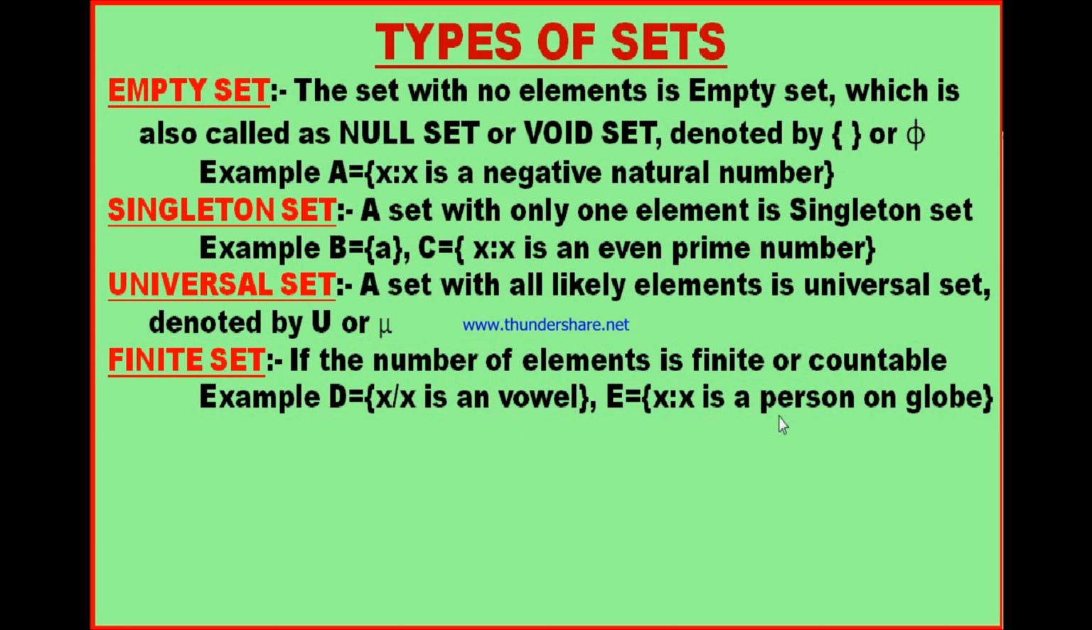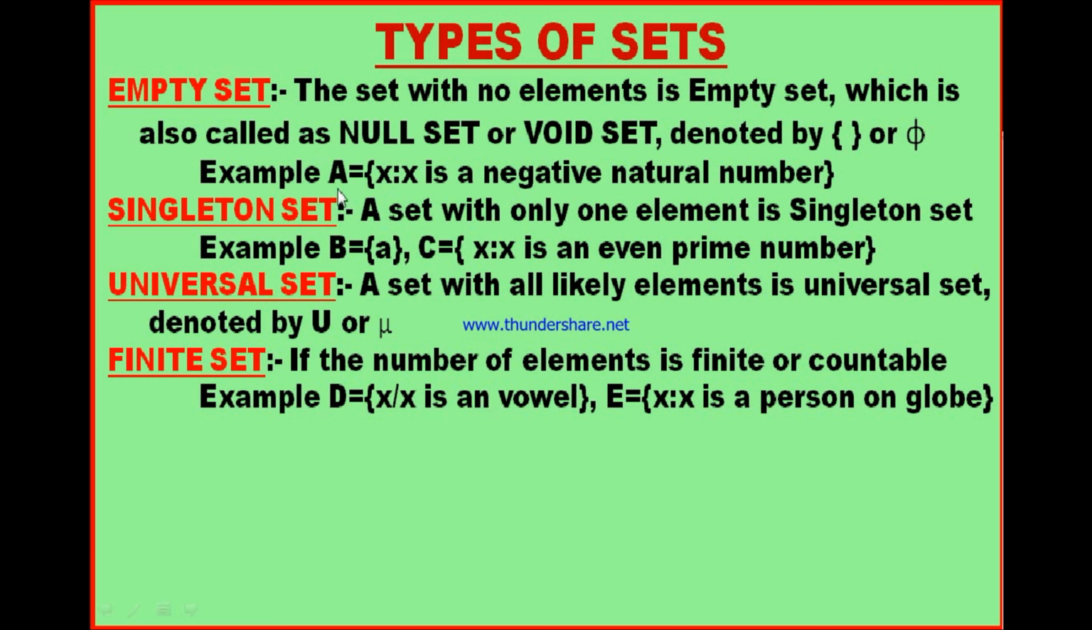Here x is such that x is a person on the globe. You can count the population of the globe. Though it is a very big number, you can count the number of persons on the globe. Therefore again it is a finite set. If it is countable, it is a finite set. At the same time, I may say that an empty set is also a finite set, because you can count how many elements are there in an empty set. In an empty set, the number of elements is 0. It is countable.